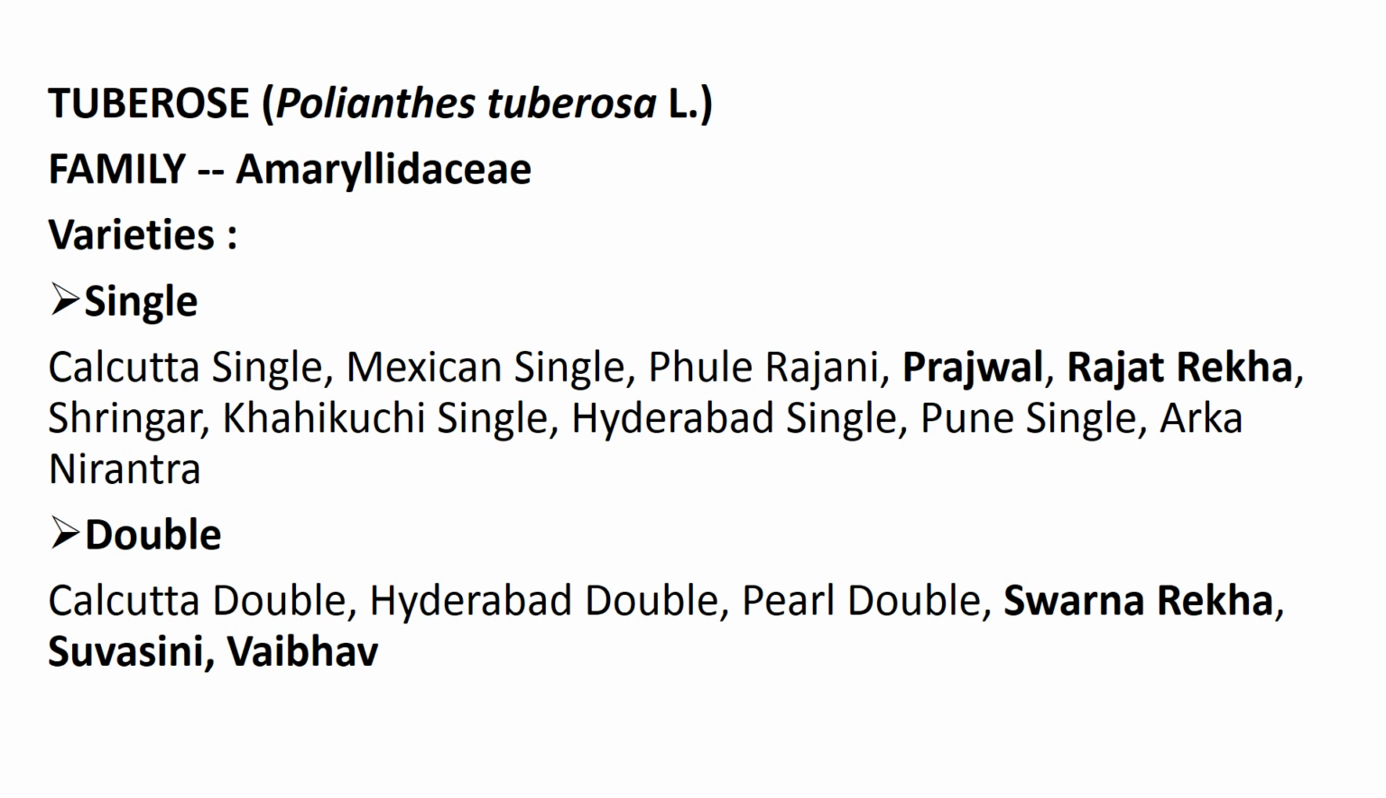Okay, some important varieties you should remember: Prajwal, Rajat Rekha, Shringar, Arka Nirantara, and in case of double variety you should remember Swarna Rekha, Suvasini, Vaibhav. You should not confuse Rajat Rekha and Swarna Rekha. Rajat Rekha belongs to single variety and Swarna Rekha is a double variety tuberose.